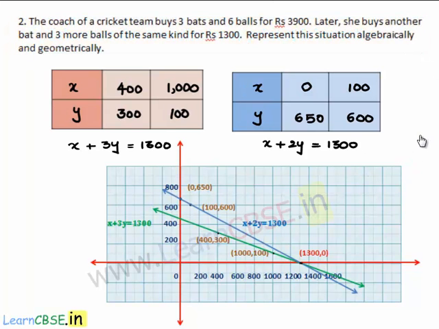Now after joining the points, we get the straight line x plus 2y is equal to 1300 and x plus 3y is equal to 1300 here. So both these straight lines meet at the point 1300, 0. So this is the graphical representation of the equations x plus 3y is equal to 1300 and x plus 2y is equal to 1300.